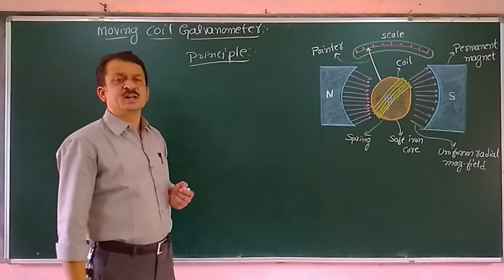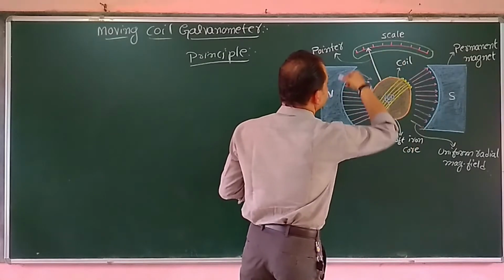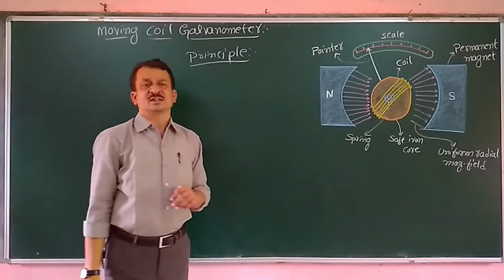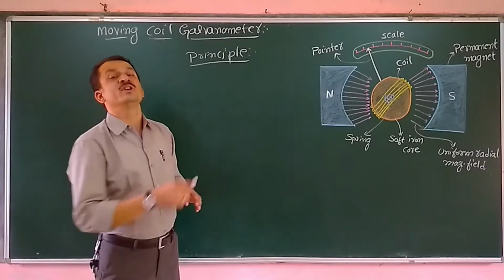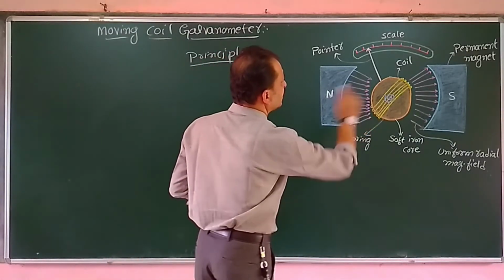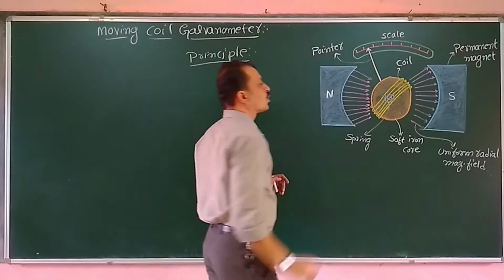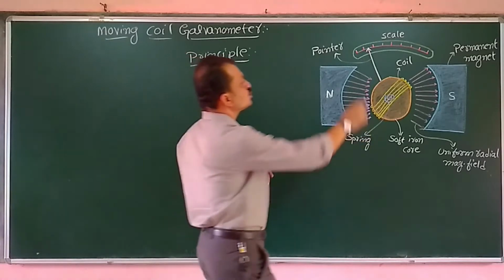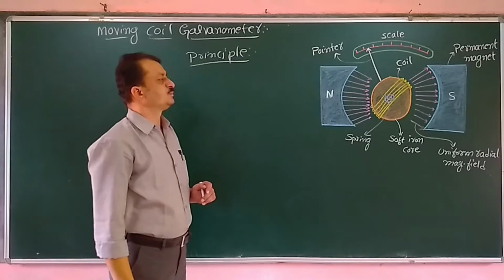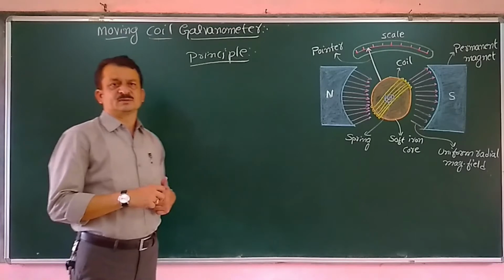What is the meaning of radial magnetic field? The magnetic field is uniform in the radial direction, that is in a circular path. The magnetic field is uniform, that's why it is called a radial magnetic field. The system is placed between the permanent magnets and there is a pointer attached to this coil system and it moves on a scale. That is the construction part of this galvanometer.